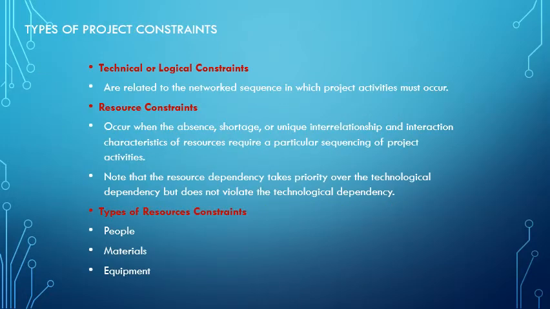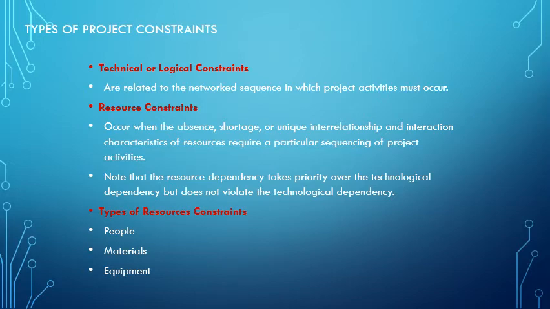Types of project constraints. So there are technical or logical constraints, and when we go to the next slide, you'll see a sequence of events, and those events have to happen in a certain order to make it work. There are resource constraints. So if only certain people are able to do certain tasks, and those people aren't available, or only certain equipment can be used for certain tasks and it's taken with other stuff, then you have a resource constraint in front of you, and how do we work around that?